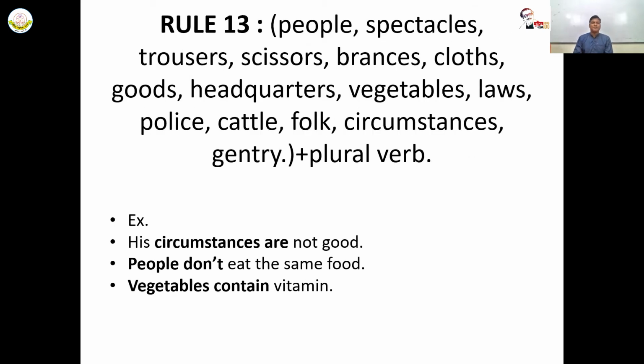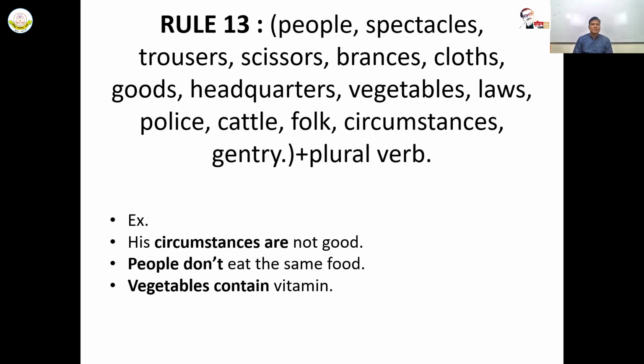And now rule 13, and this is the opposite of rule 12, because these take the plural verb. In rule 12, the words take the singular verb and these will take the plural verb. Like people, bucks, clothes, trousers, scissors, branches, claws, goats, horses, vegetables, laws, police, cattle, folk, circumstances, gentry. And these will take the plural verb.